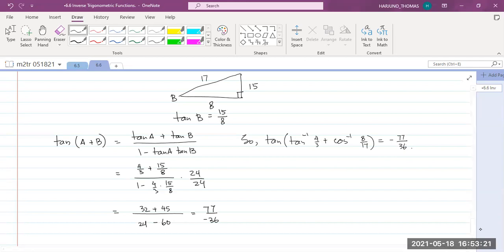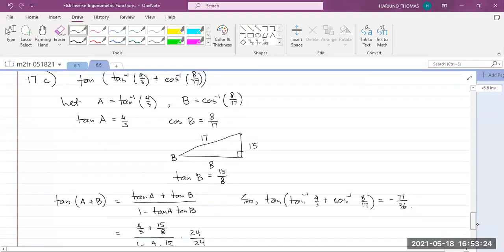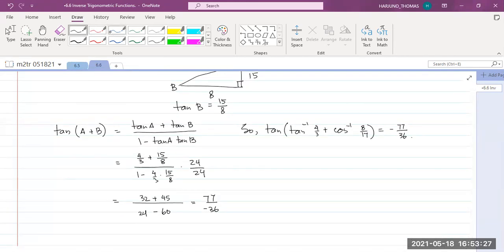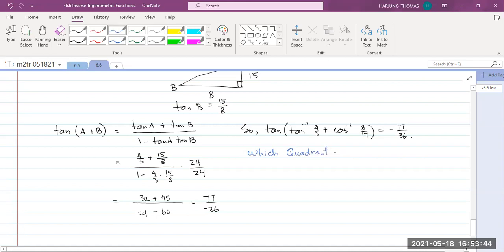Okay, in fact, I want to go on a bit further. This is the type of question you don't see in the textbook, but you see in my test. Okay, let me go on. Which quadrant is tangent inverse 4/3 plus cosine inverse 8/17 located? Can you tell which quadrant it is?